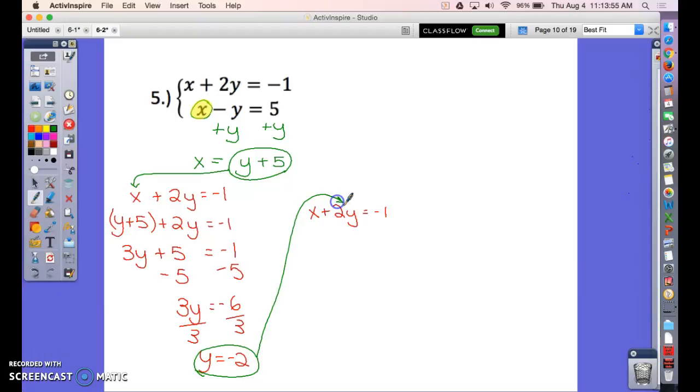I'm going to put negative 2 in for y. Now I solve for x.